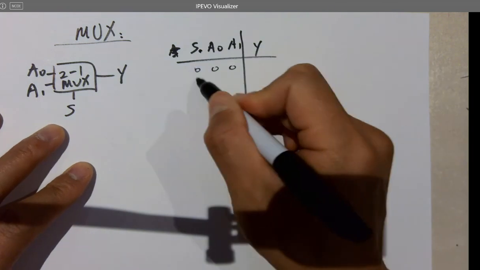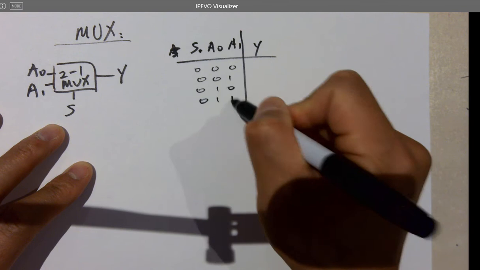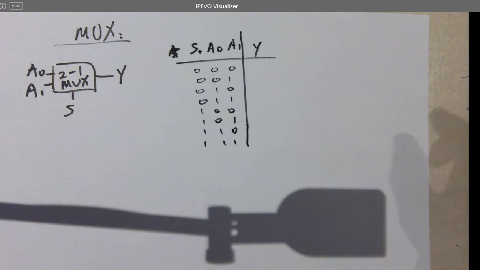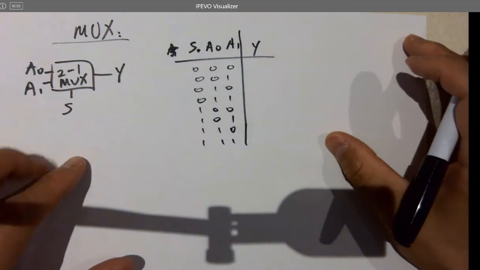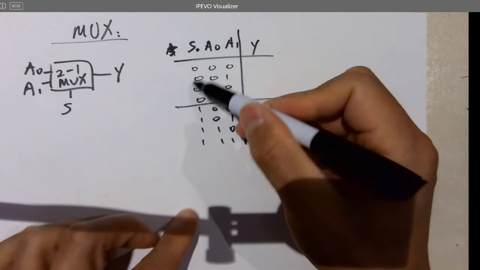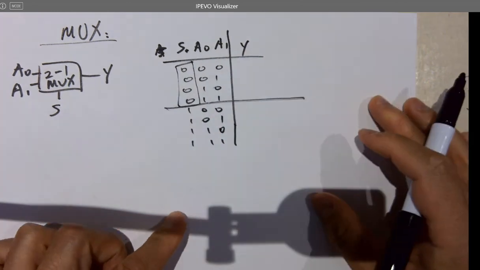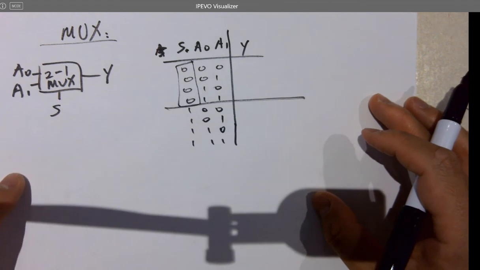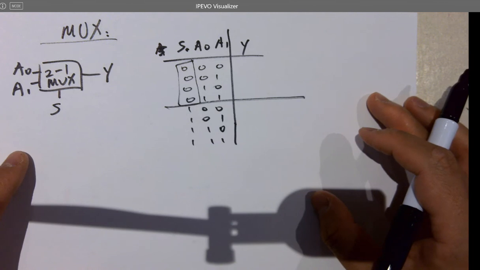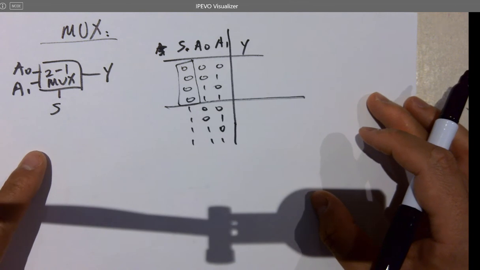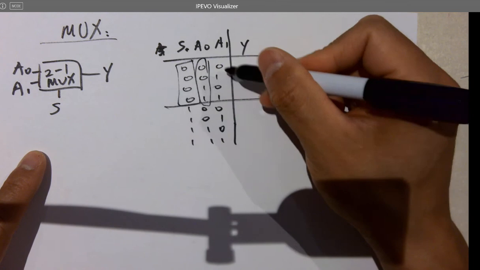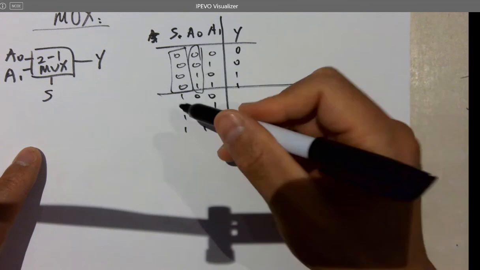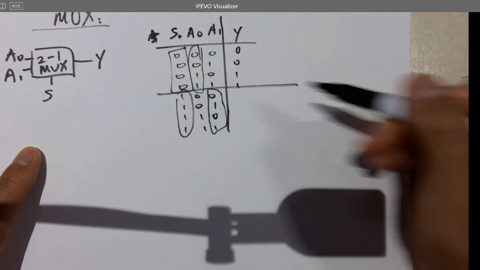So 0, 0, 0, 0, 0, 1, 0, 1, 0, 0, 1, 1, 1, 0, 0, 1, 0, 1, 1, 1, 0, 1, 1, 1. So when S is 0, you want to directly send A0 to Y, so directly copy A0. And when S is 1, you want to directly send A1 to Y, right?